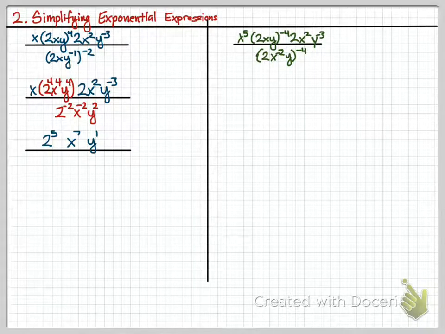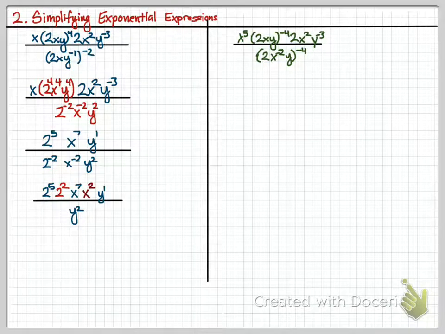The x's, we notice there's 1 in blue, 4 in red, and another 2 x's in blue. That gives us a grand total of 7 x's. The y, you have to combine the 4 with the -3. Together, 4 plus -3 is 1. So that gives us 2 to the 5th, x to the 7th, and y to the first power. The denominator stays the same.